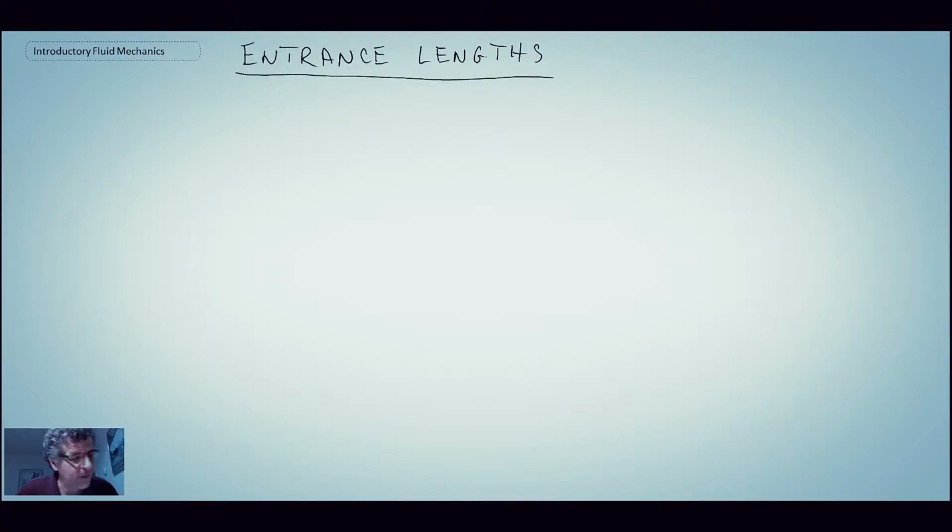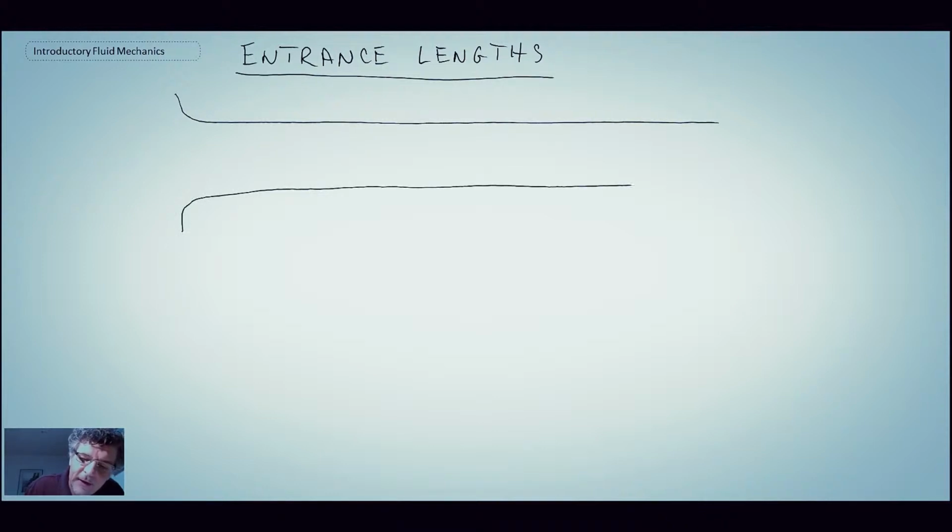Another topic with pipe flow is that of the entrance length. Now it turns out that whenever you initiate flow within a pipe, it takes time before you get to what we call fully developed flow within that particular section of pipe. And so in terms of entrance lengths, quite often what we do is we draw a schematic where you have a section of pipe, and let's say you have a bell mouth housing coming in.